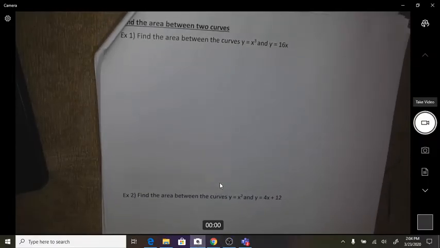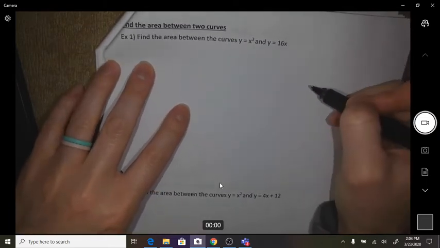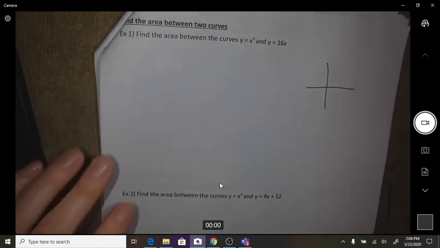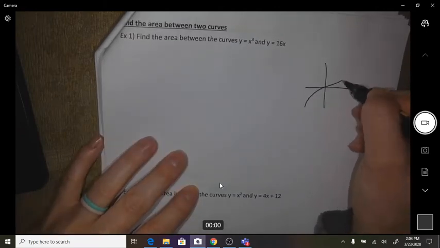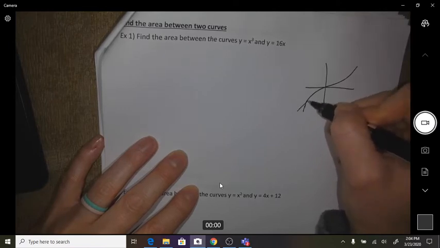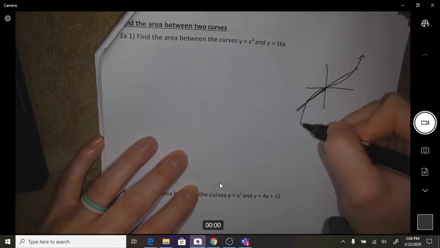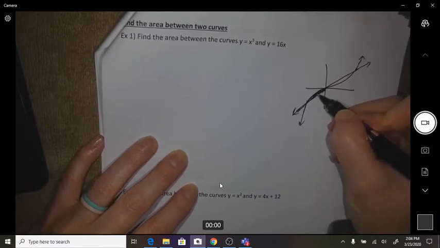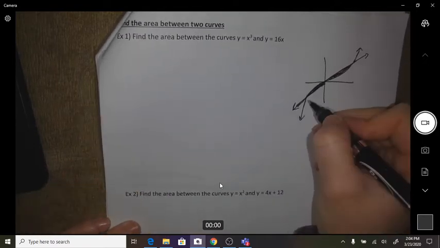Okay, find the area between two curves. So if I draw x cubed and 16x, this is kind of the idea of what's happening. You have a cubic function and a linear function, and you're trying to find the area between them. So that's what's physically happening.